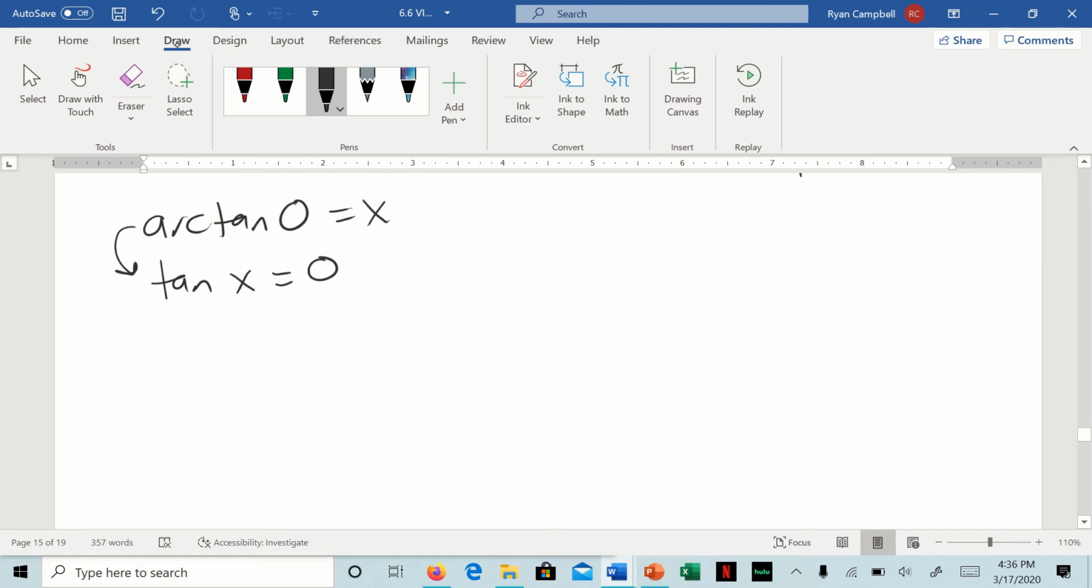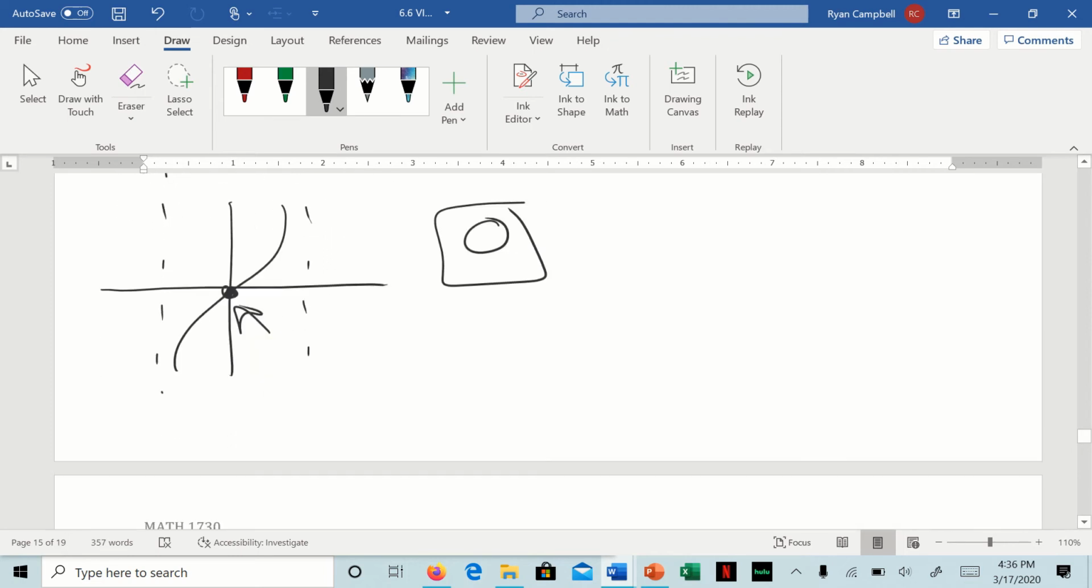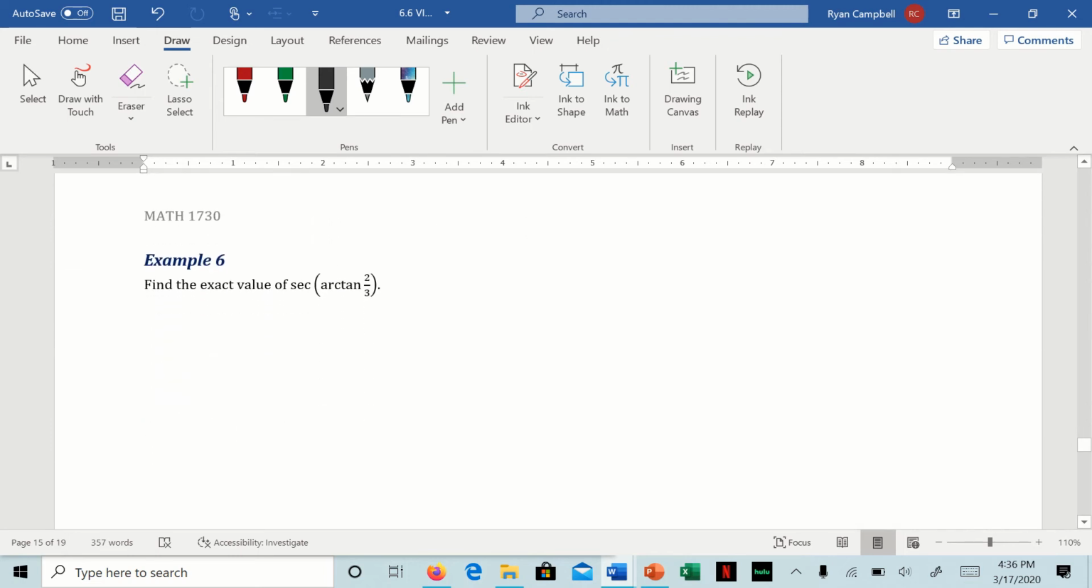And then that's easy, right? 0 is an easy number. If we graphed it, where does tangent end up at 0? At x equals 0. So our answer is just 0. Good. All right. So now that's pretty much it.